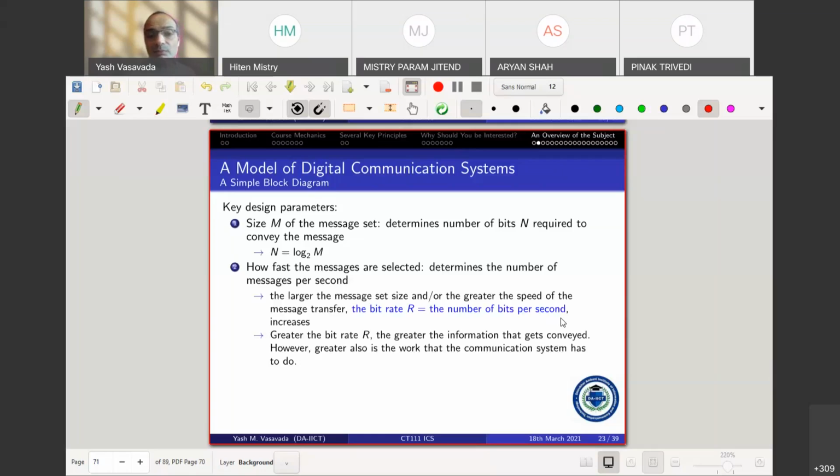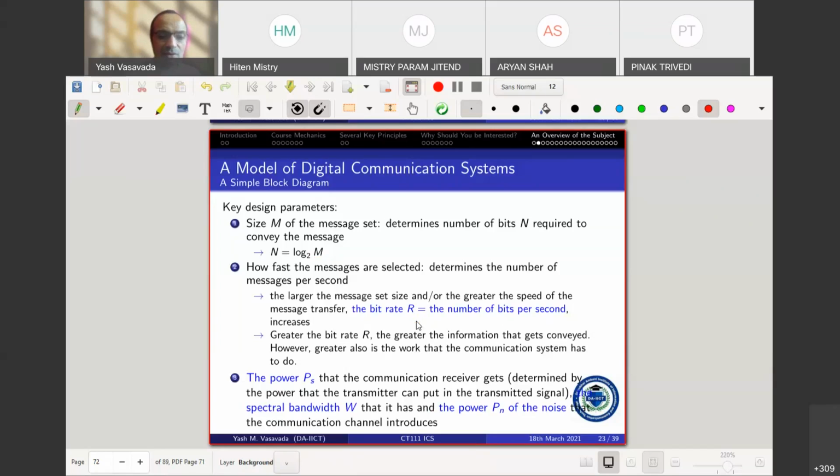And then the other important part is how fast the messages are selected. So if the message set size is large, so basically if M is large, and if the messages are getting selected by the transmitter very fast, then the bit rate becomes fast also. Maybe in the lab we had R_B instead of R. But what it means is the number of bits per second. So basically what Shannon said is that if the bit rate R is large, meaning you are trying to send a large number of bits per second across the communication channel, then the communication system has to do a lot more work compared to if the bit rate R is small.